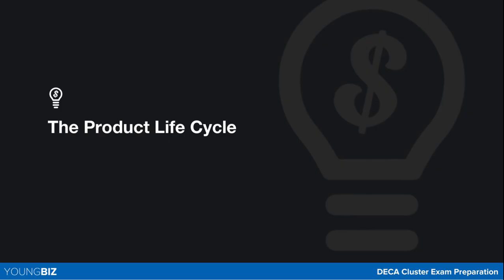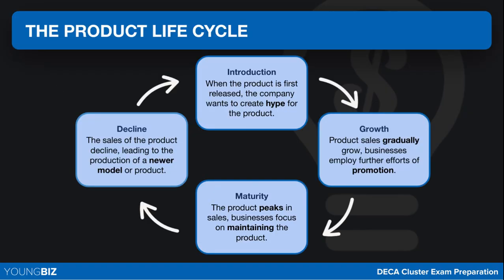Now that we've discussed the product mix, the final concept we'll be doing today is the product life cycle. The product life cycle is how businesses change up their product mix in response to multiple factors, and it usually always loops back up together. The products always start at the introduction stage, where the product is first released and the company wants to create hype for it. The next stage immediately after this is the growth stage, which is when the product sales gradually increase, leading to further efforts towards promotion.